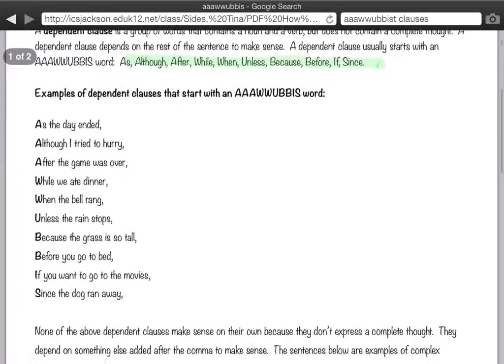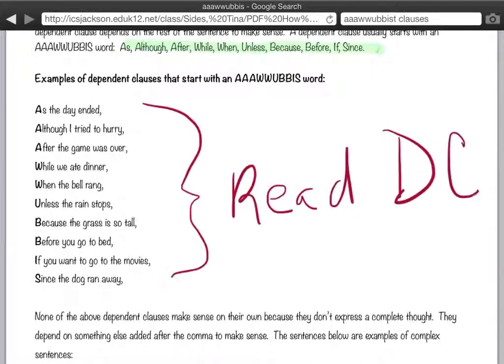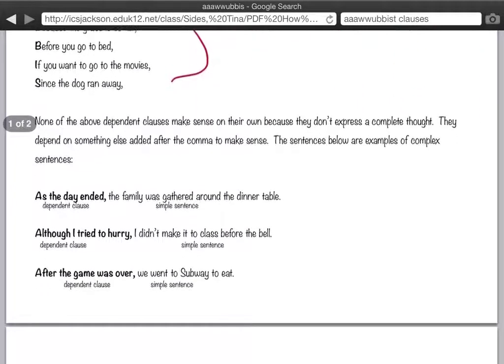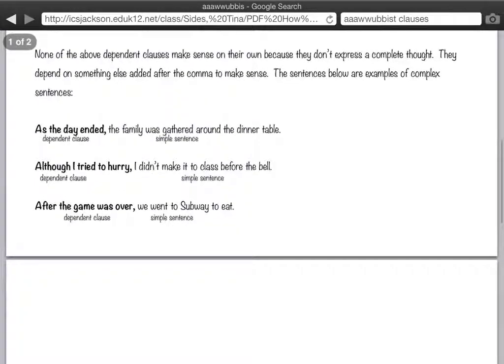Examples of dependent clauses that start with an awubus are as follows. So take a few minutes and read all of these to yourself. Those are all dependent clauses. If you needed more time, feel free to rewind slightly and pause.